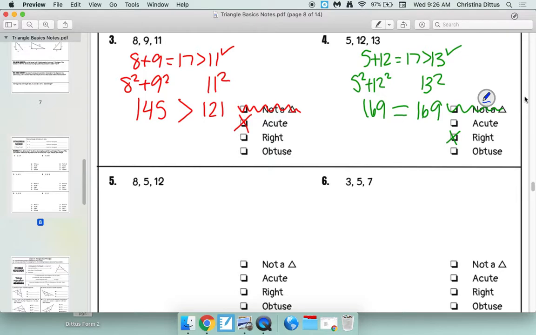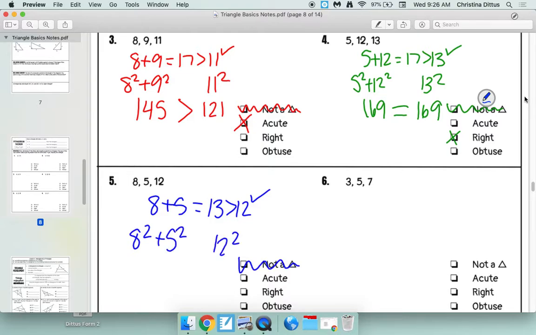What's the first thing I check? So 2 smalls. 8 and 5 make 13. Is 13 bigger than 12? Yes, so we're good there. Now just square them. 8 squared and 5 squared, 89. And 144? Yep. So 1 is bigger than 2. What kind of triangle? Obtuse. Are we good or do you want to do 6? Good?